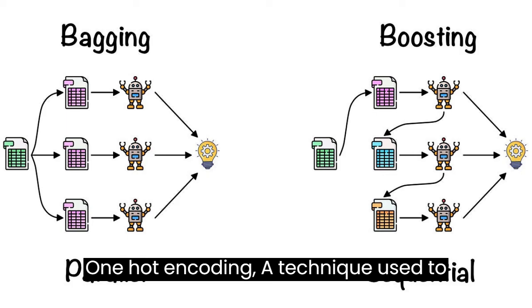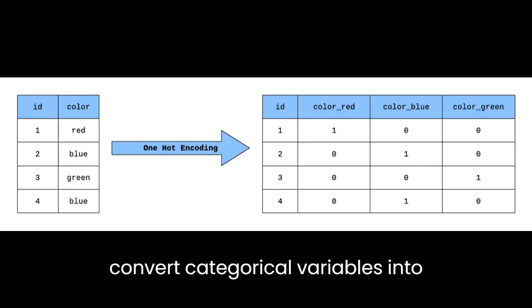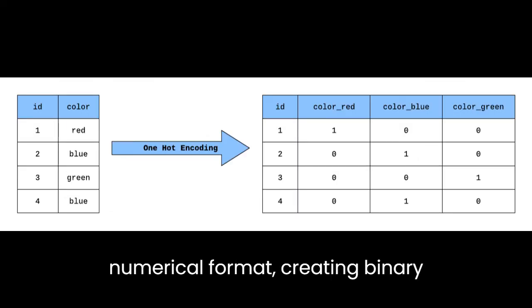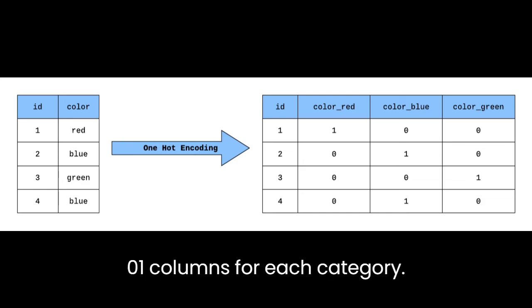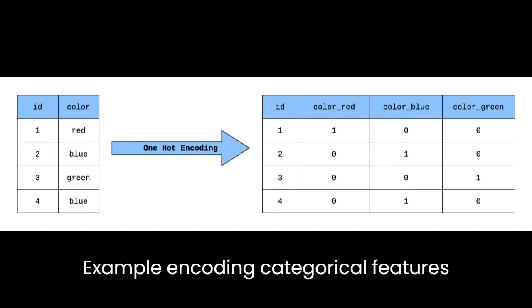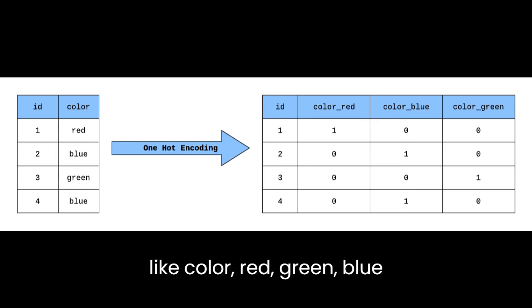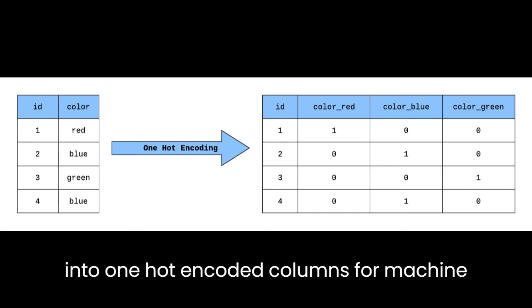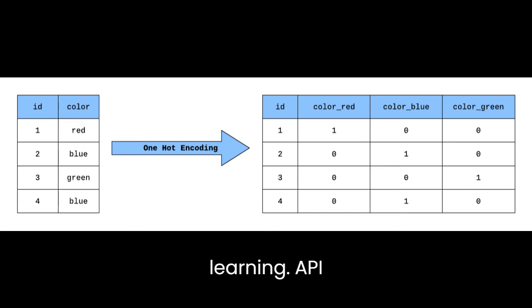One-hot encoding, a technique used to convert categorical variables into numerical format, creating binary, 0-1, columns for each category. Example: encoding categorical features like color, red, green, blue, into one-hot encoded columns for machine learning.